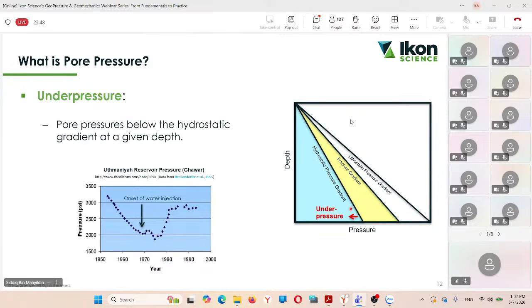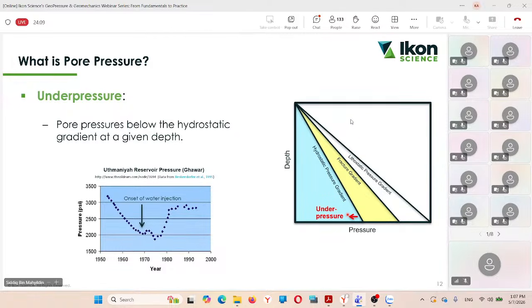Over here, we have under pressure. Just like the name suggests, under pressure is basically pressure that is below hydrostatic. Most of the time it happens because of depletion. We produce from the wellbore, then the pressure is going to drop below hydrostatic. It could happen geologically as well, but most of the time it is temporary.